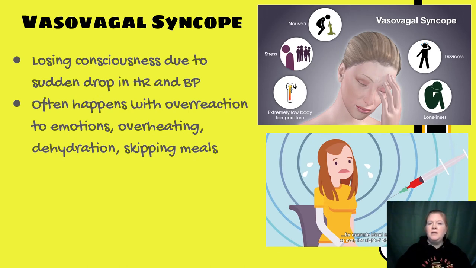Vasovagal syncope, that's losing consciousness due to a sudden drop in heart rate and blood pressure. It often happens with an overreaction to emotions, also overheating, dehydration, skipping meals. It happens to a lot of people at the sight of blood when it does happen. So see blood and all of a sudden they pass out. Their heart rate and blood pressure drop suddenly and they'll pass out, okay? It also can happen to people who are very tall, who stand up quickly. So remember that orthostatic hypotension, but because they are taller, it can actually result in fainting.